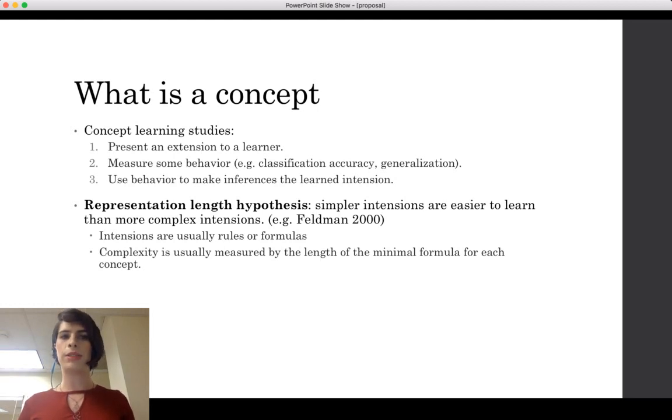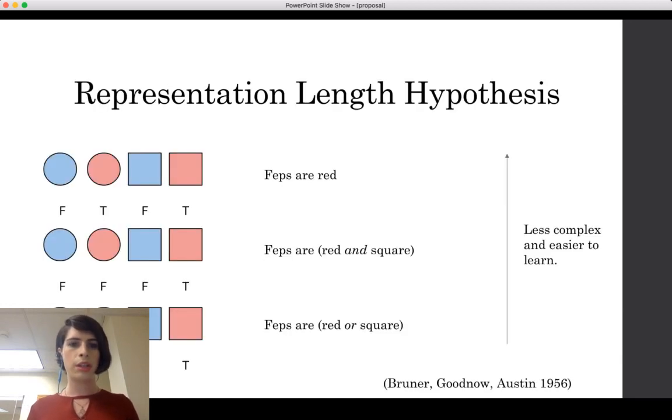There are a variety of means of doing this, too many perhaps to go into now, but one influential recent method is the representation linked hypothesis. This proposal suggests that when people learn concepts, the difficulty of learning that concept is proportional to the complexity of the representation that's learned. So I'll illustrate what this means. Here's a brief illustration of how this works.